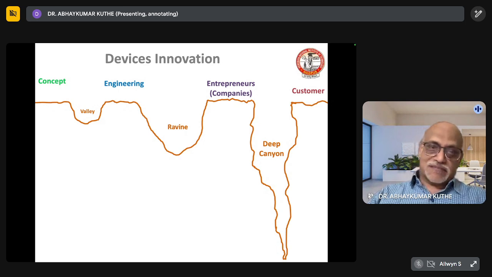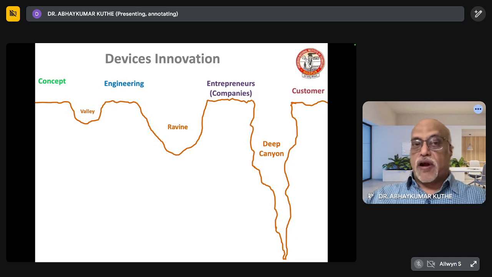Things seem to be quite straightforward: from concept to engineering, entrepreneurship, and the customer, that is how the flow will take place. But everywhere these particular valleys or ravines need to be crossed, and that is one of the major problems which we'll have to look at.